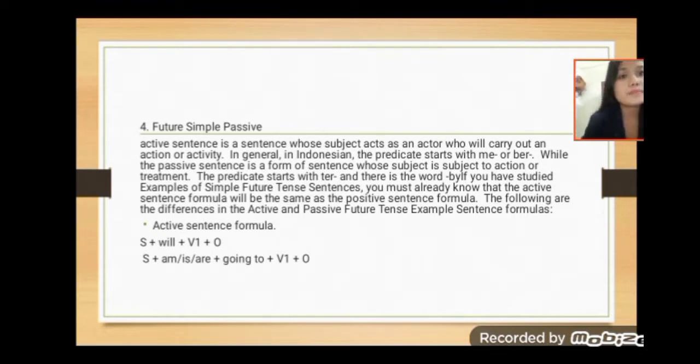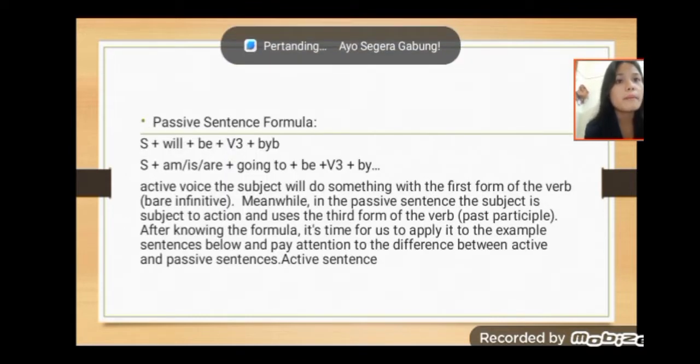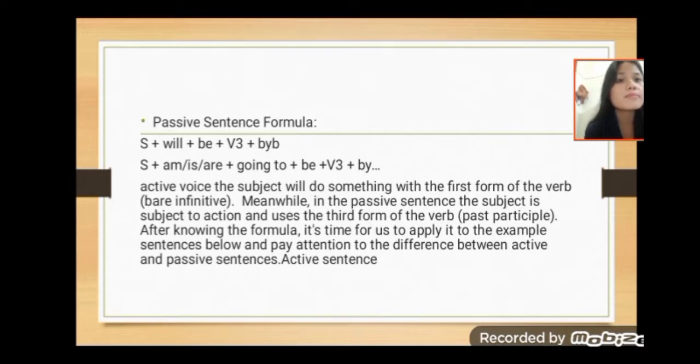Example, active sentence: subject plus will plus verb 1 plus object. Subject plus is or are plus going to plus verb 1 plus object. Passive sentence formula: subject plus will plus be plus verb 3 plus by. Subject plus is or are plus going to plus be plus verb 3 and by.